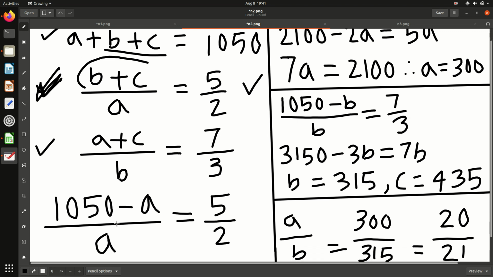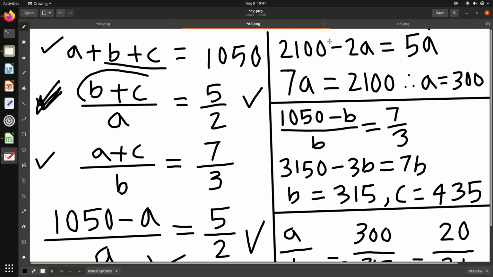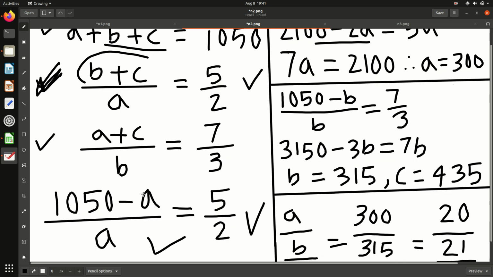So the same thing I have done here. So b plus c I can put as 1050 minus a. So in equation 2, I have written (1050 minus a) divided by a is equal to 5 by 2. Okay, now in this case everything is in a, so we can easily get the value of a. So just try to solve it. We can do cross multiplication. So we got something like this: 2100 minus 2a equals 5a. So this 2a will go right hand side, so 7a equals 2100. So finally we got a equals 300. So simply we got the value of a.